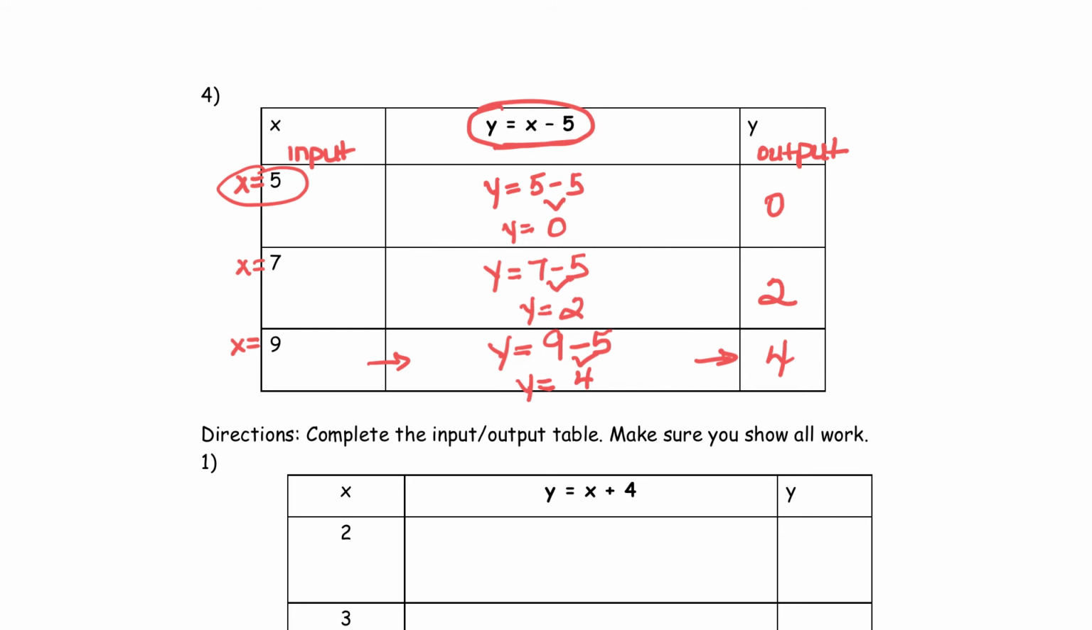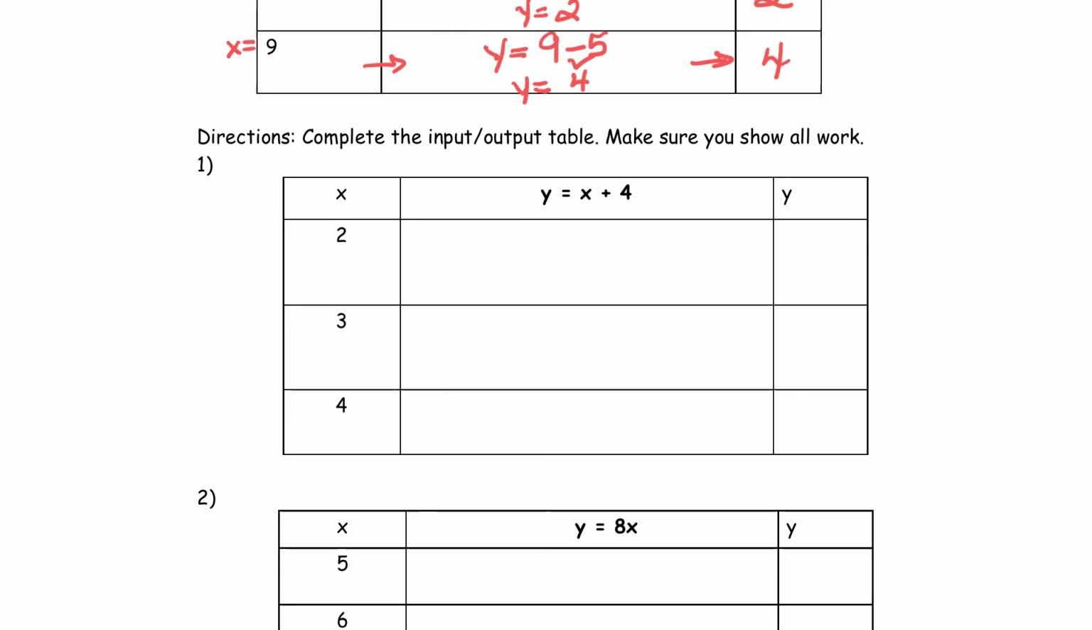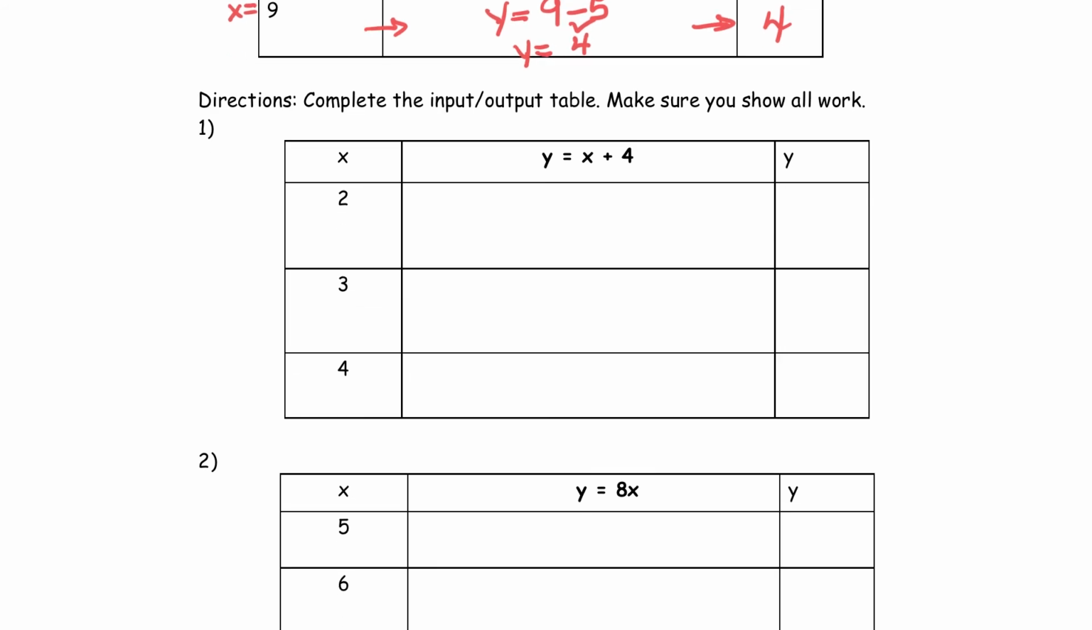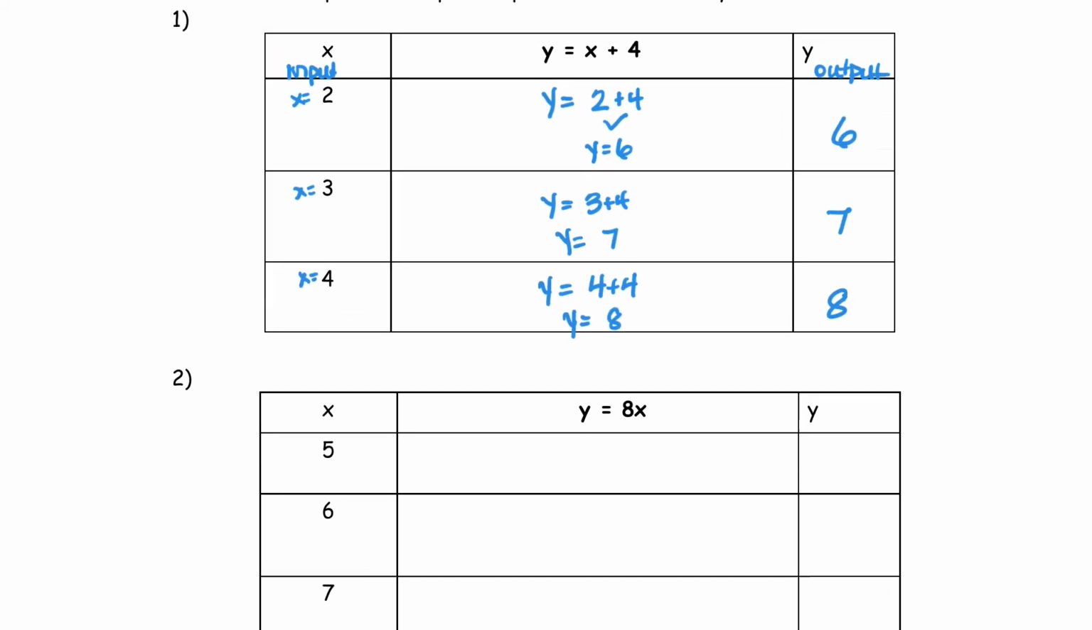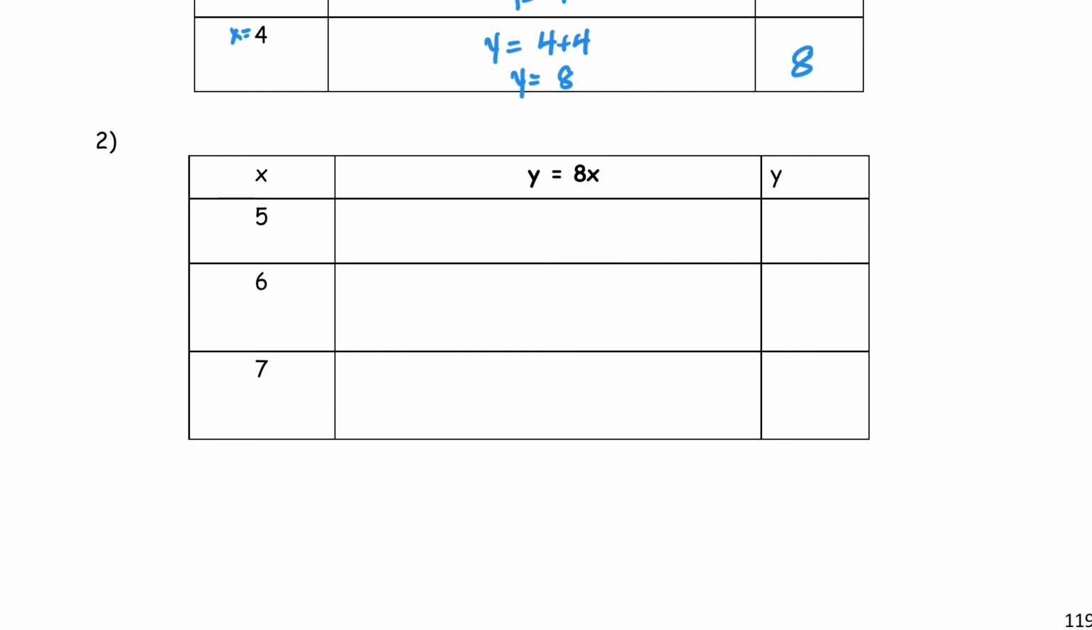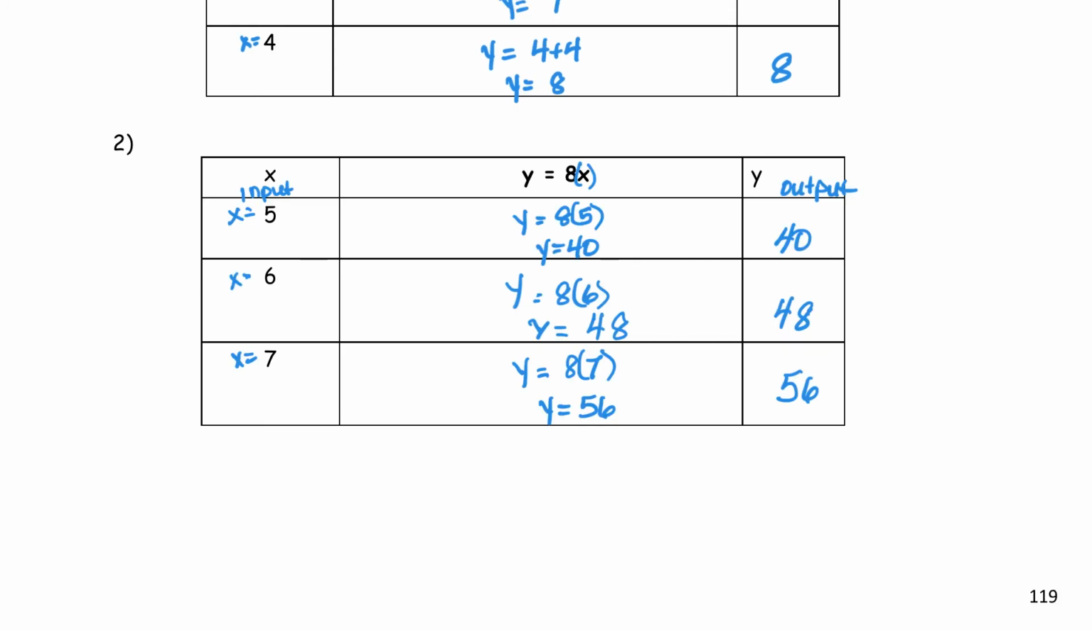Try the next one on your own, and it says directions. Complete the input-output table. Make sure you show all work. So try number 1, pause the video, and then check your answers. Pause now. And if you solved it correctly, you would have gotten 6, 7, and 8 for your output. Now try the next one on your own. Pause the video and give it a shot.